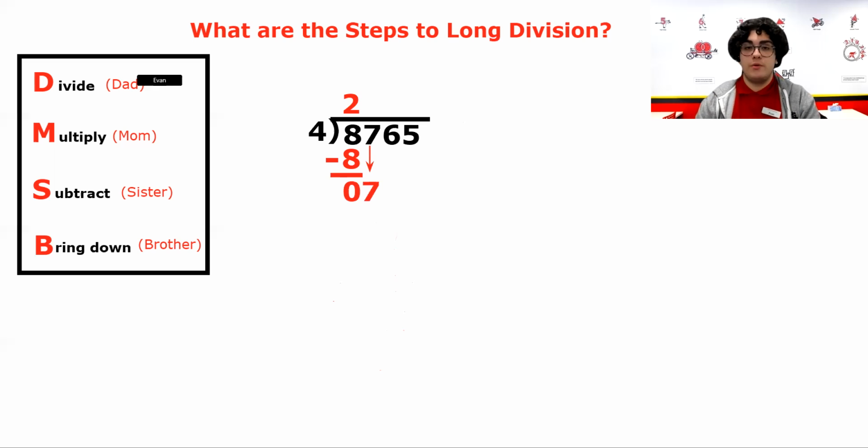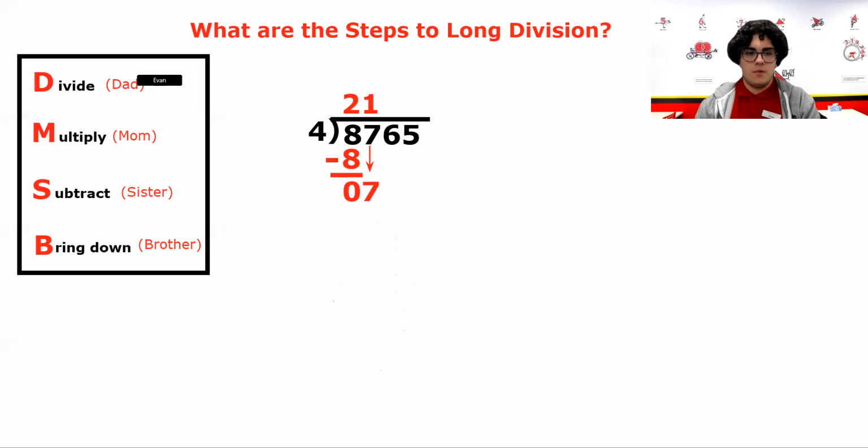Now what we do is we repeat. So we go back to the divide step. This time we're using the 7 that we have remained here. We're going to ask ourselves, how many times does 4 go into 7? We're looking for, once again, a whole number for an answer. We know that 4 can evenly go into 7 just 1 time. That is our division step. We're going to write that just beside the 2 on top of that line.